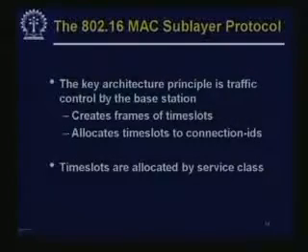The key architectural principle is traffic control by the base station. So the base station controls the traffic totally. It creates frames of time slots and allocates time slots to connection IDs. So time slots are allocated by service class. This means that if there is a constant bitrate service, the base station in every frame is going to allot one or more slots to this constant bit rate service, so that it gets a constant rate of bits.